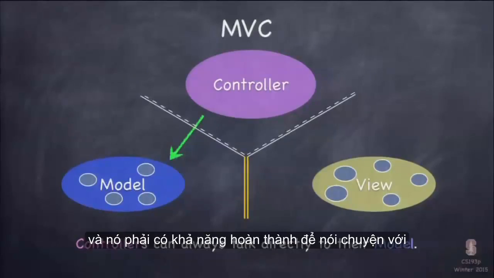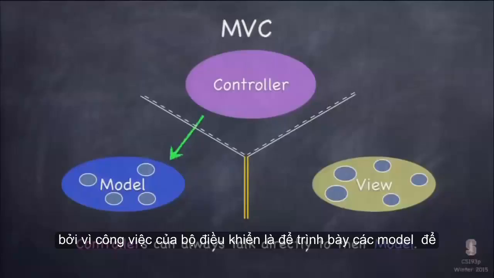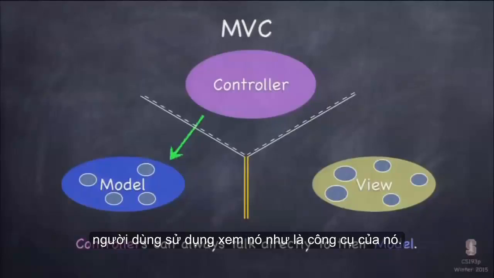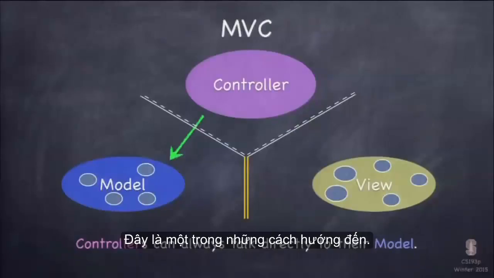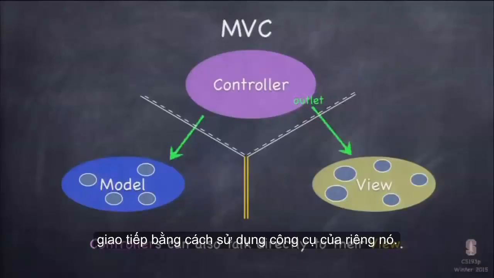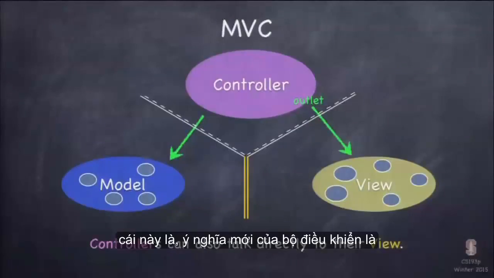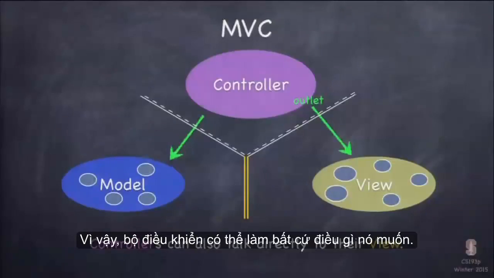The controller has to know everything about the model, and it has to have complete ability to talk to the model, use its public API as much as it wants, because the controller's job is to present the model to the user using its view as its minions. So it has to have this access. So that's full unrestricted access the controller has talking to the model. This is a one-way arrow from the controller to the model. And similarly, from the controller to the view is also unlimited communication because the controller is responsible for using its own minions. The view is the controller's minions to lay out the user interface and all that stuff. So the controller can do anything it wants.